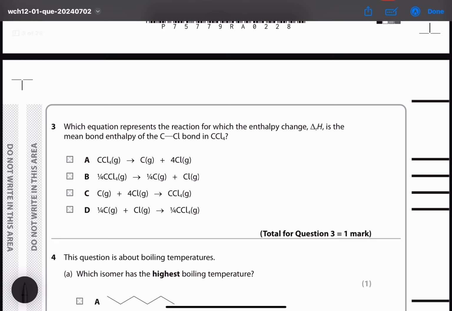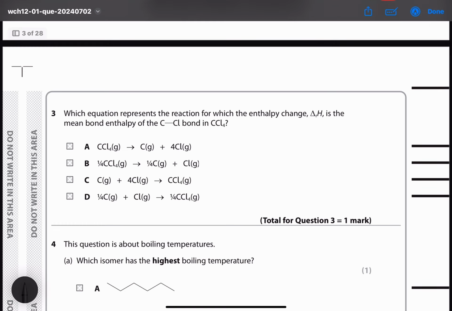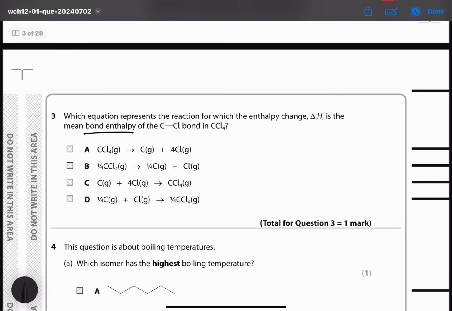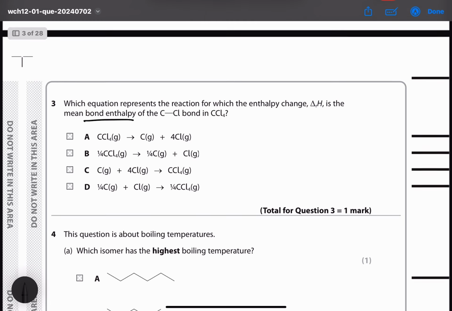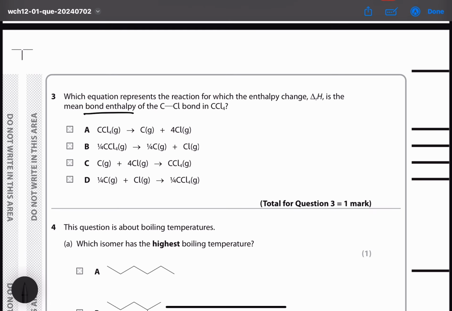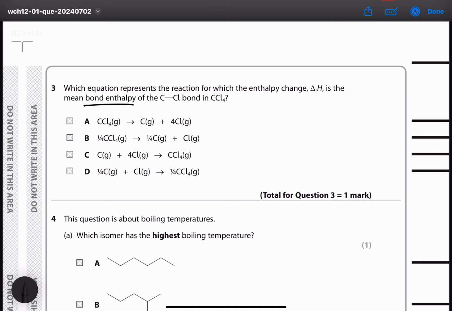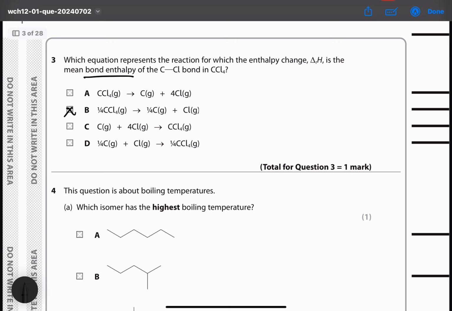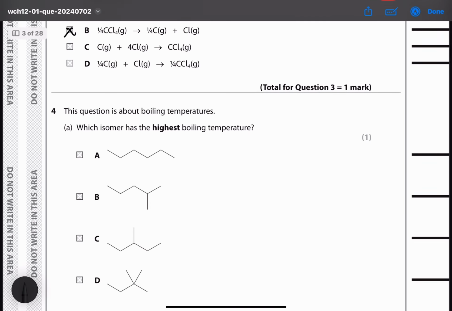Which equation represents the energy for the reaction for which the enthalpy change Del H is the mean bond enthalpy of the C-Cl bond in CCl4? So mean bond enthalpy itself states that it is the amount of energy required to break 1 mole of gaseous bonds. So A could be one of the options, but A is not the answer because it is showing that we are breaking 4 covalent bonds. If 1 mole is broken, we need to divide it by 4, and we get our option B as the answer, right? Gaseous bonds. It is the bond broken. So automatically C and D are not the answer.